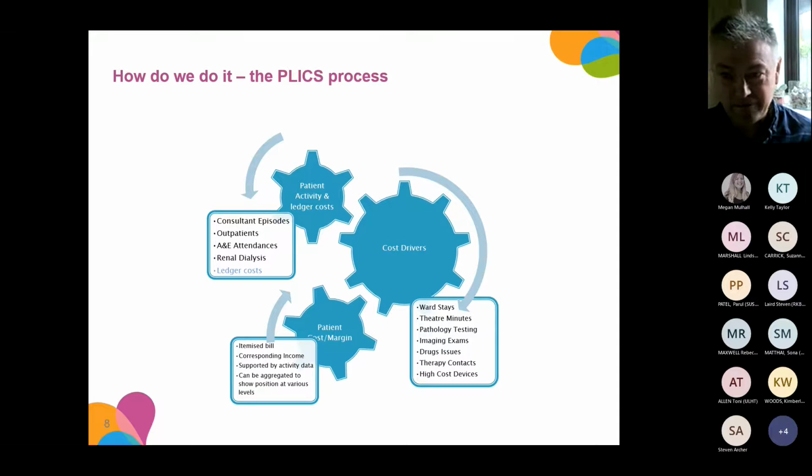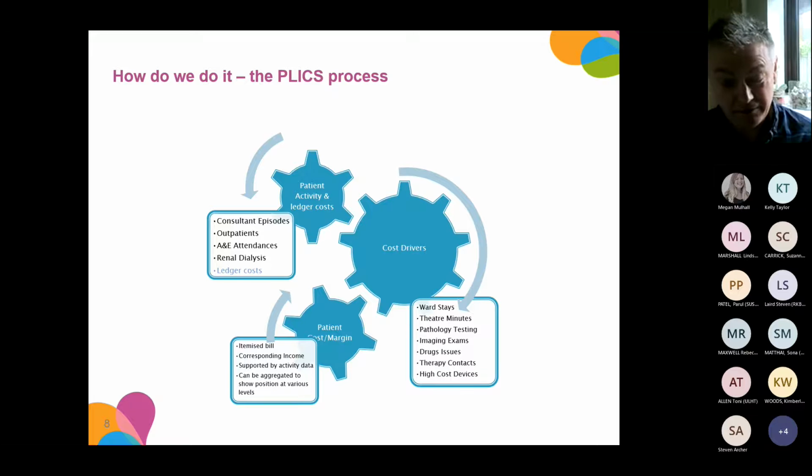We get feeds then from a lot of the drivers, so things like how many the ward stays and how many minutes every patient has been on a ward, the theatre minutes, the pathology tests, imaging exams, drug issues, therapy contacts, high cost devices and high cost drugs. These are all the feeds that get pulled into the database that we've got. And the output of that is we're able to show an itemized, what we call a patient bill.